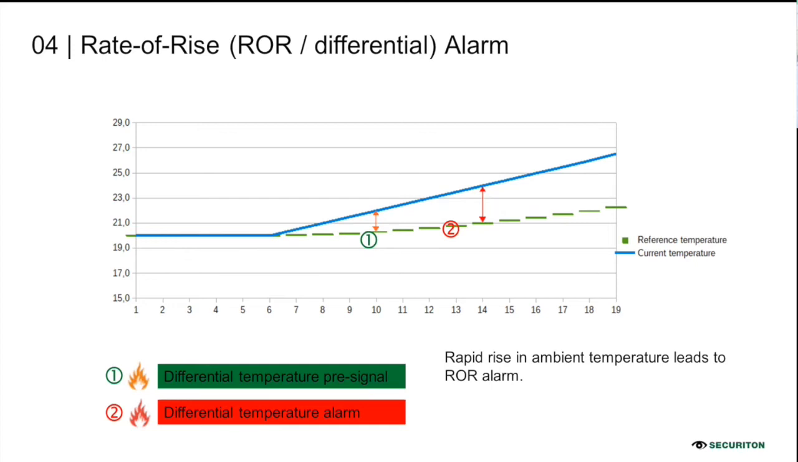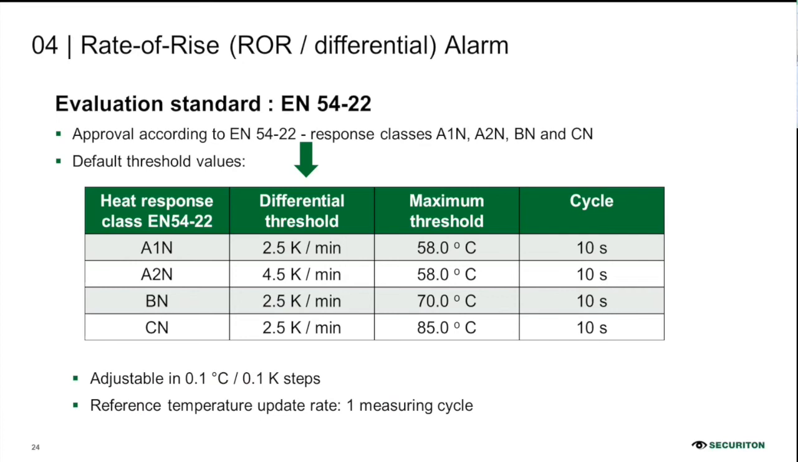Okay, if you're not sure what the best settings are, we already have an evaluation standard based on EN 54-22. With this, you already have default thresholds available, from A1 End, A2 up to C End. These are the response classes according to EN 54-22. It's mostly to explain to laypeople, so I will just explain: it's all about from more sensitive to less sensitive. That's what A1 End to C End represent.